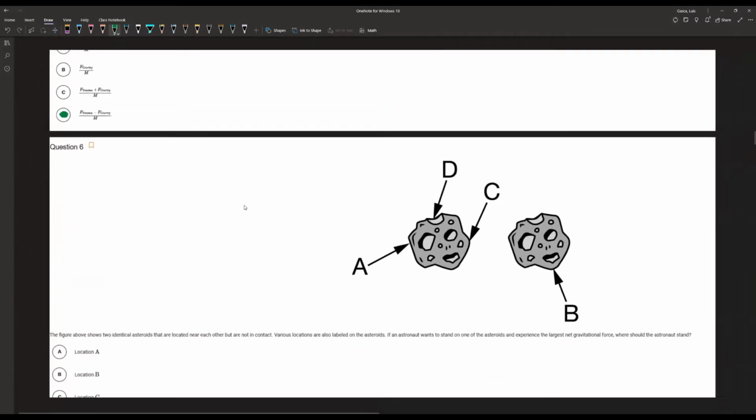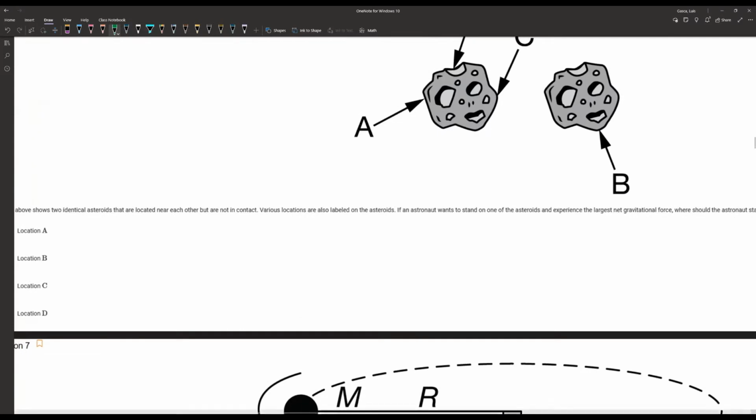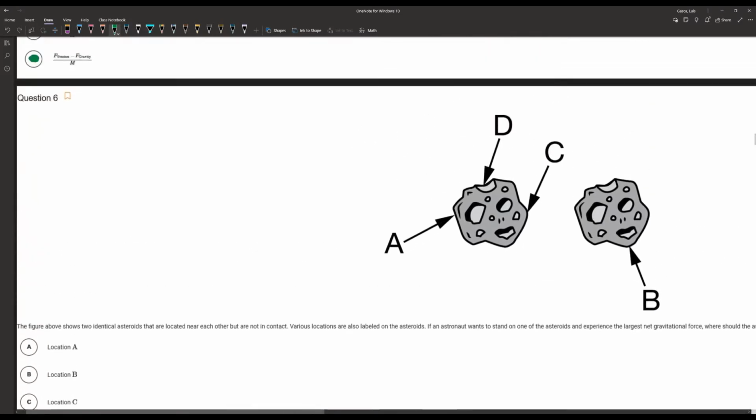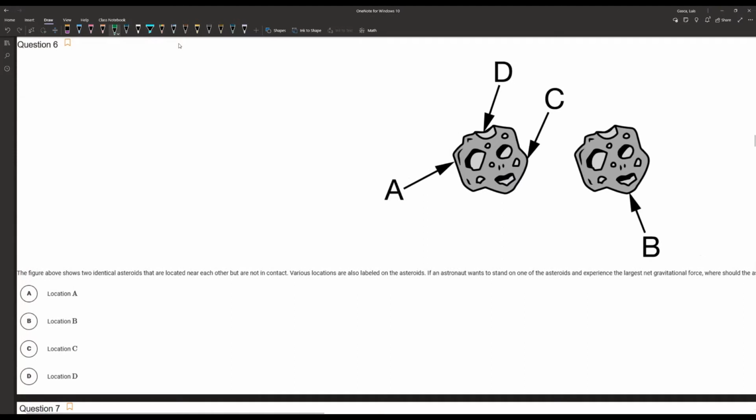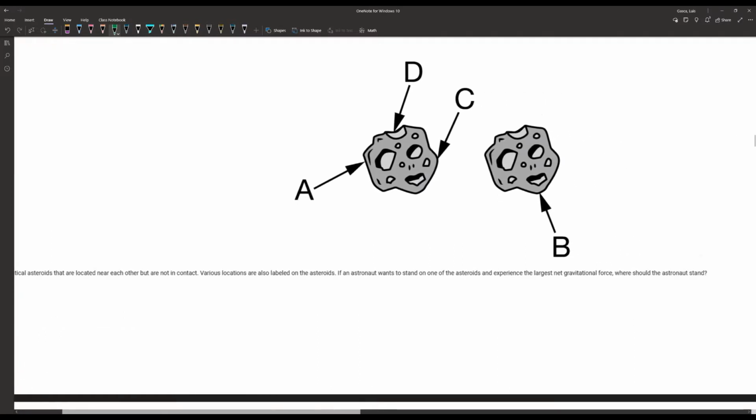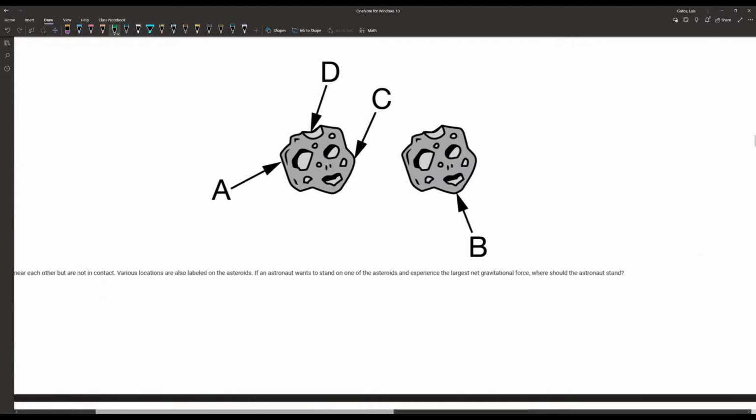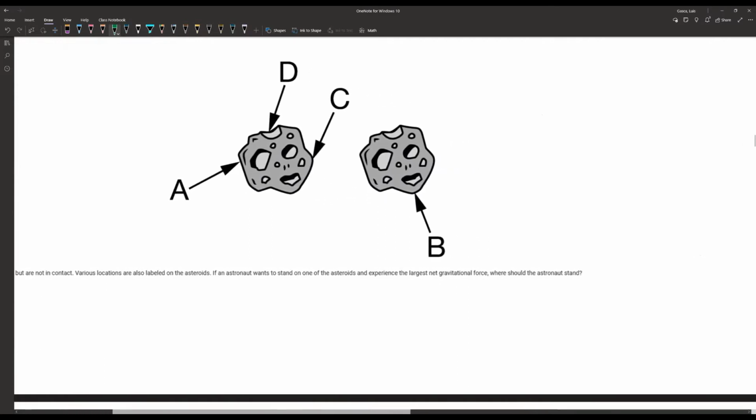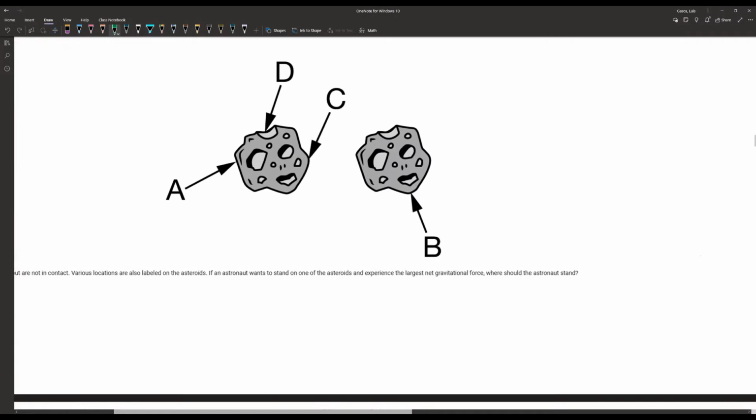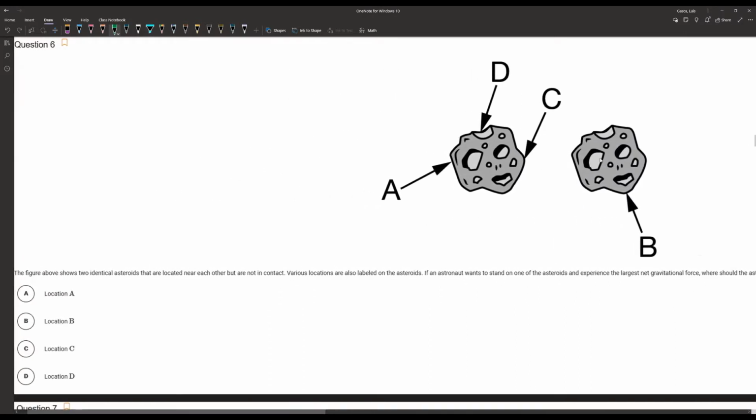Question 6. There we go. The figure above shows 2 identical asteroids that are located near each other but are not in contact. Various locations are labeled on the asteroids. If an astronaut wants to stand on one of the asteroids and experience the largest net gravitational force, where should the astronaut stand?